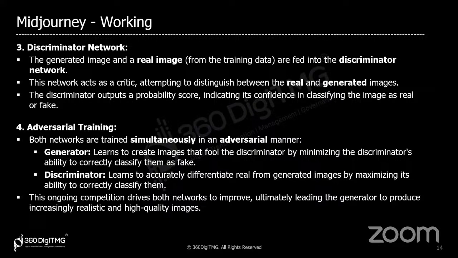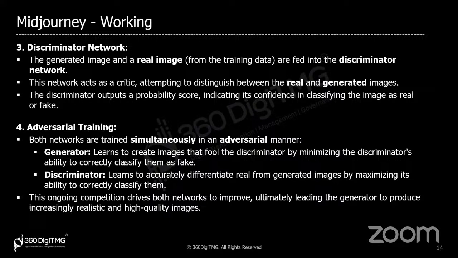Then there is adversarial training. In adversarial training, both networks, the generator and the discriminator, are trained simultaneously in an adversarial manner. The generator tries to create images that fool the discriminator by minimizing the discriminator's ability to correctly classify them as fake.